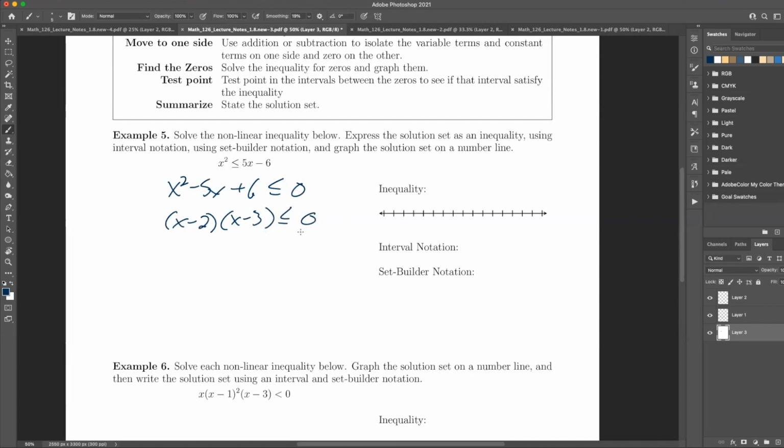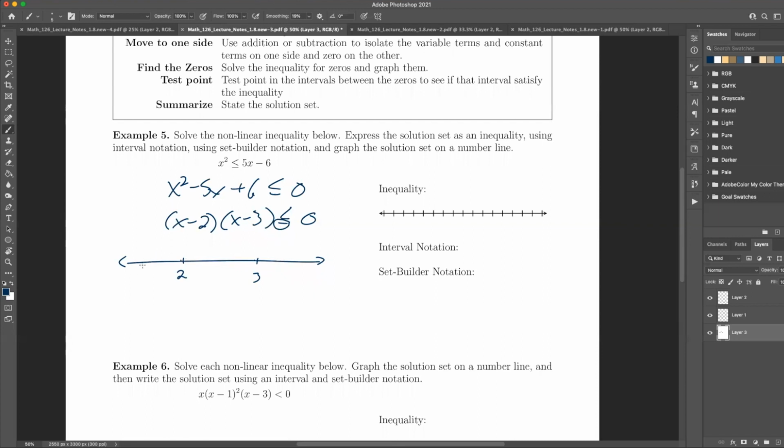So here, what I'm doing is I now can make myself a cute little number line. On the number line, I'm only going to put two things: 2 and 3, my two zeros. So x equal to 2 is a zero, x equal to 3 is a zero. Since we're including equality, we can have 0, so these will be part of our answer.